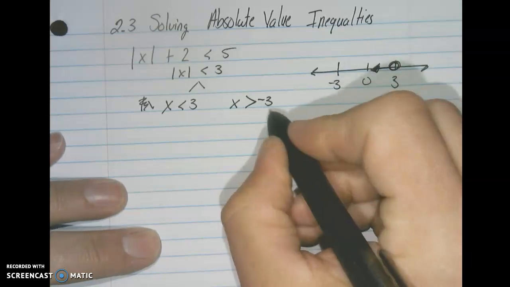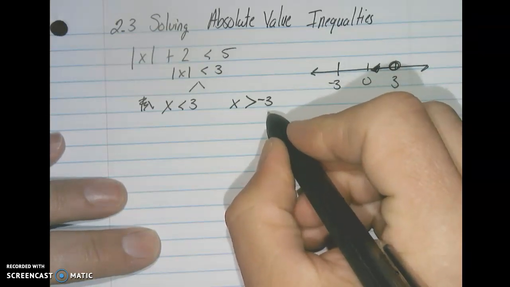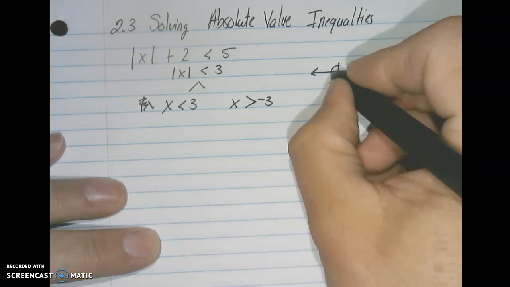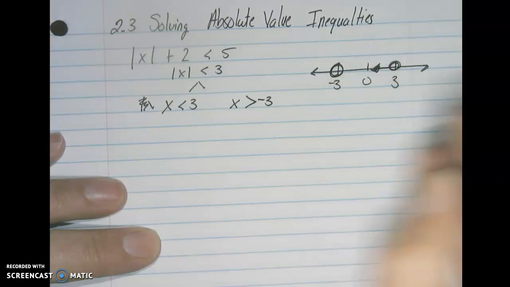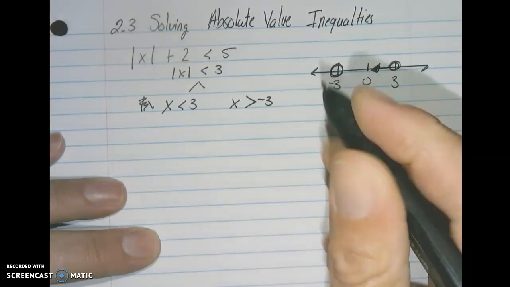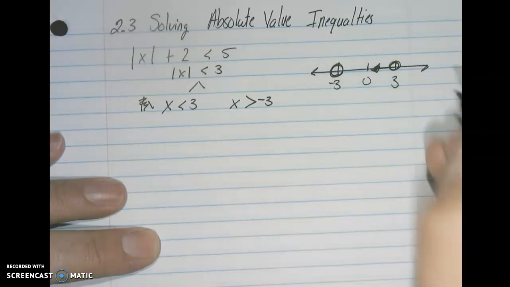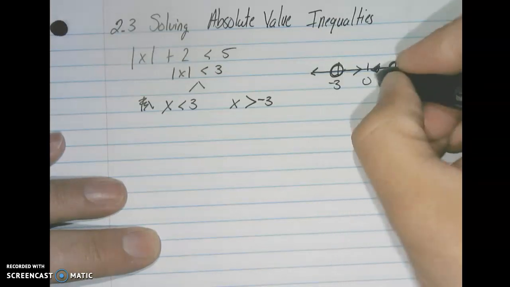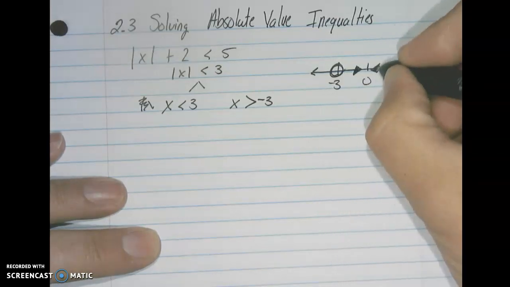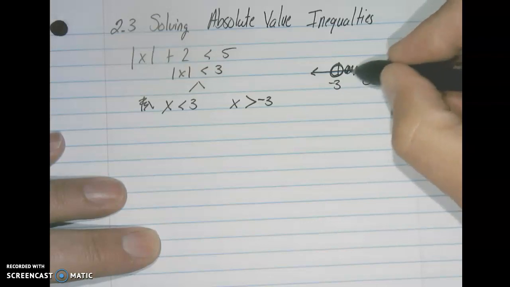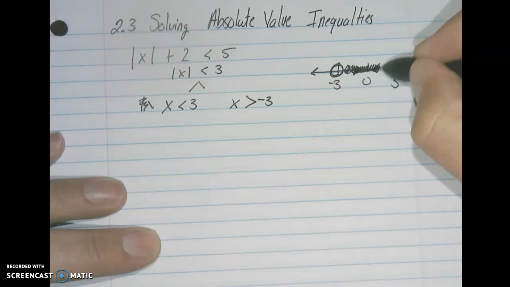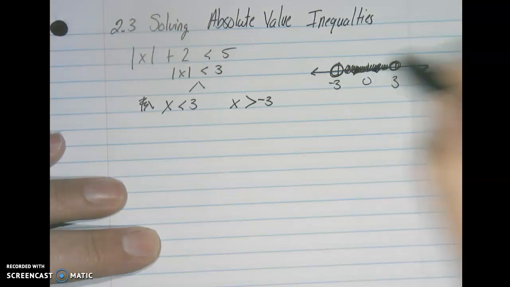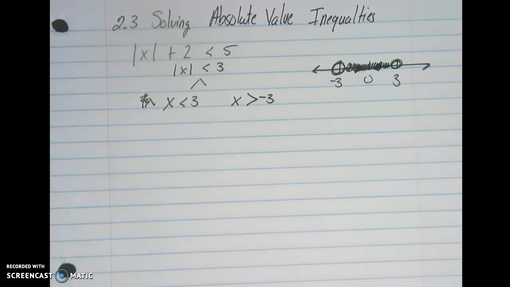All right. So if I come to this one, I have an open dot at -3, but this time I want the arrow to go to the right. Okay? So now my solution set is understood to be between those two dots. And that's all we're going to have to really do.